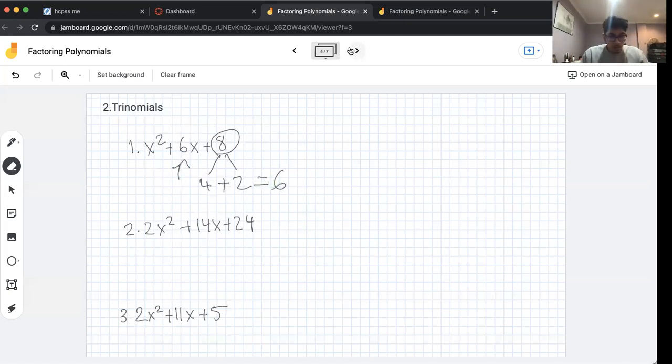Since the coefficient in this A term is 1, we can simply write this in factored form as (x plus 4) times (x plus 2). That is the factored form.